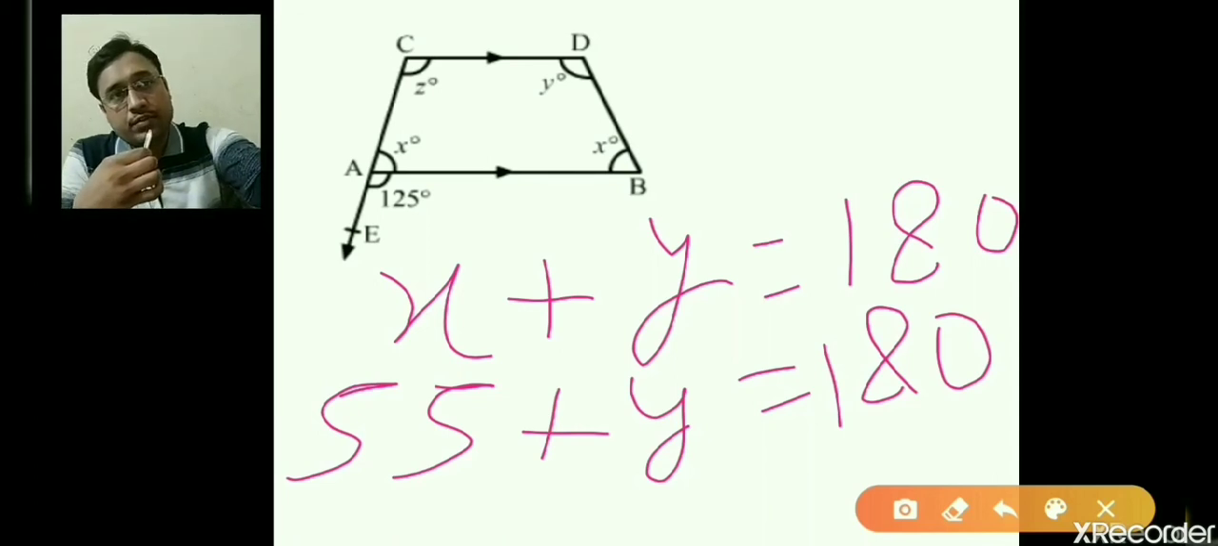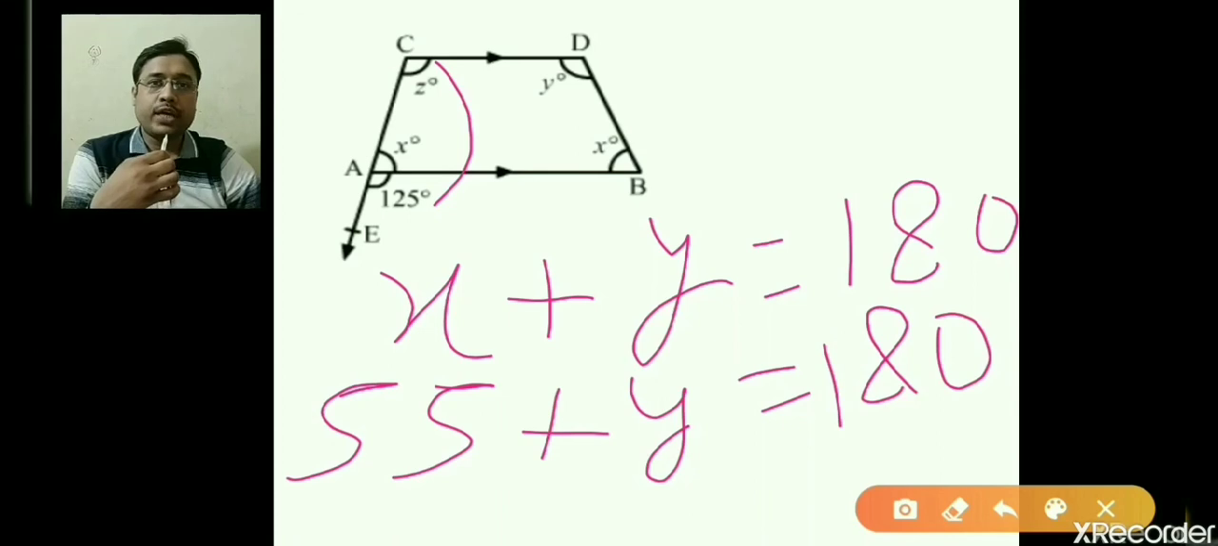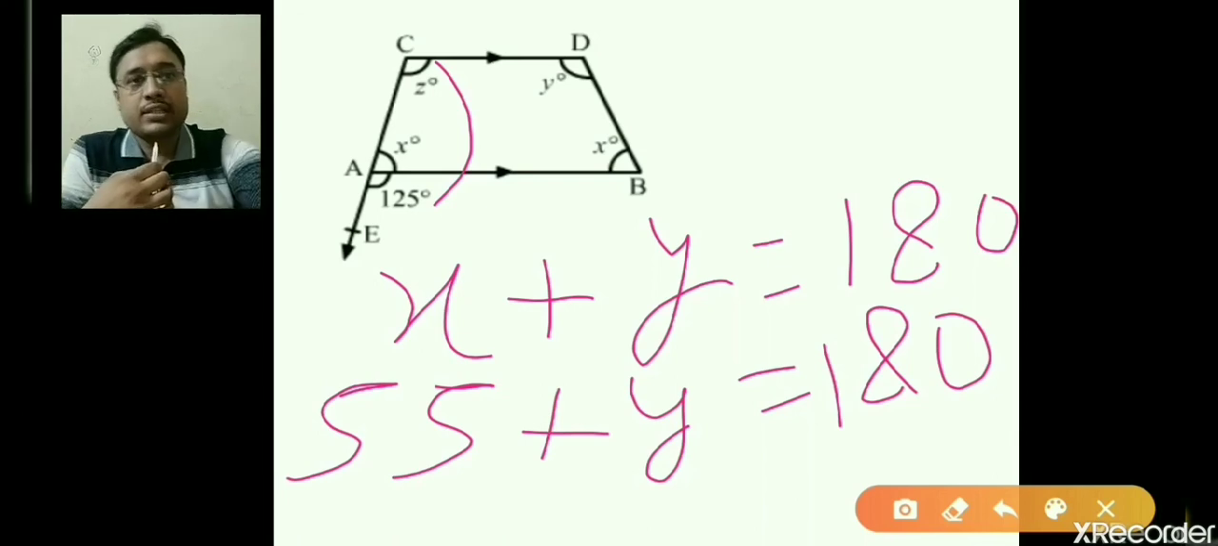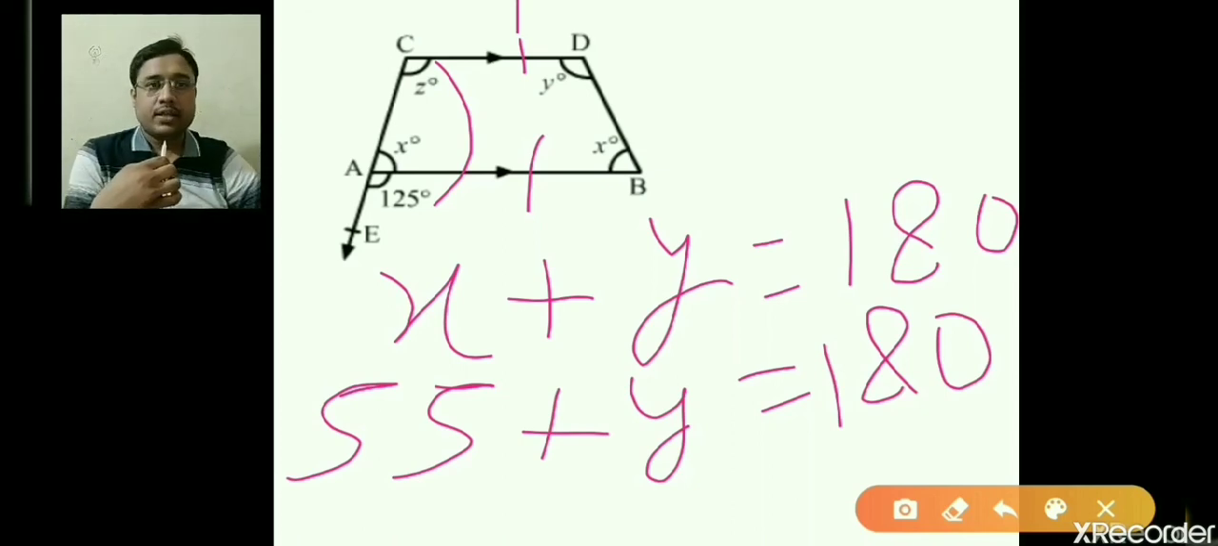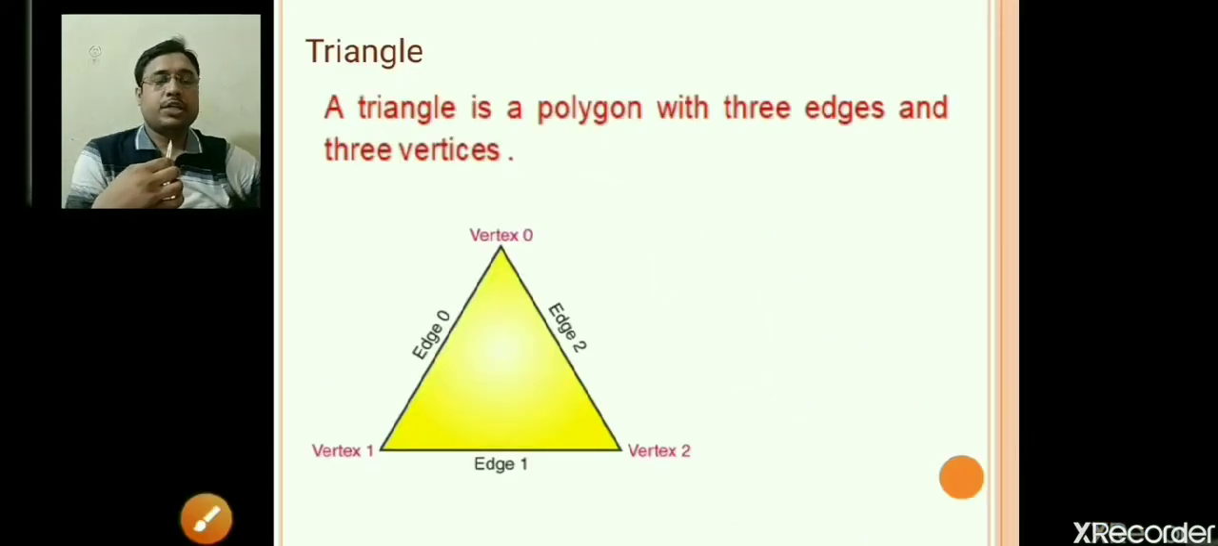This z you can find from here also. You see z and 125 are corresponding angles. So in this way the value of z will be 125, because these lines AB and CD are parallel, so the corresponding angles z and 125 degrees are equal. Next, in the next class I will explain these topics.